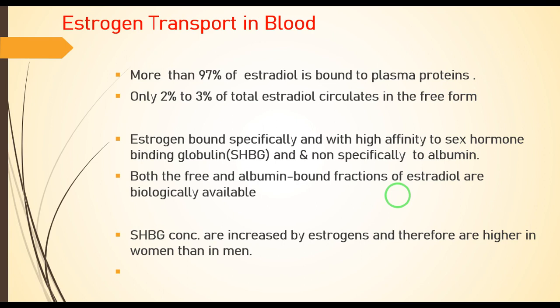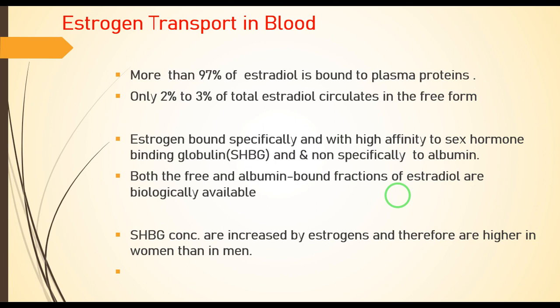And because the binding of estrogen with albumin is low affinity, weak binding, we consider the estrogen that is bound to albumin as biologically available together with the free. So both the free estrogen and the albumin-bound estrogen are considered as biologically available, so they can be easily detached and can later be used.